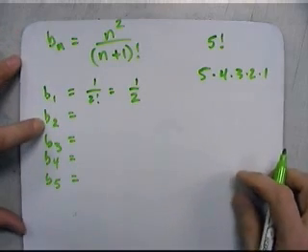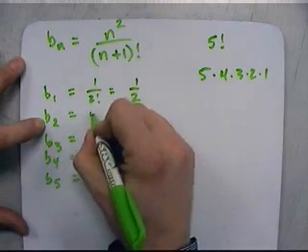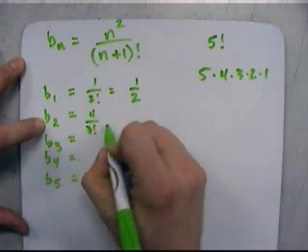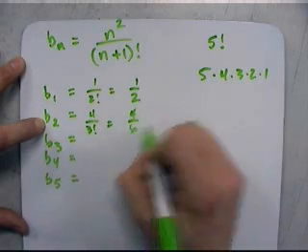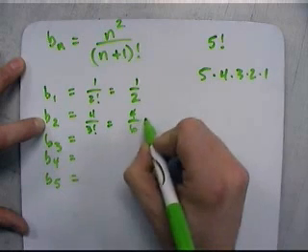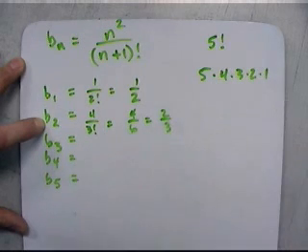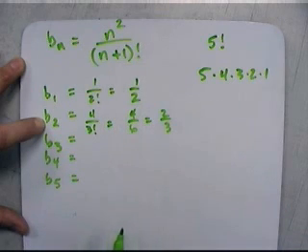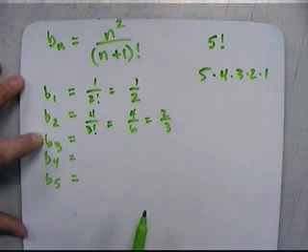Okay? Second term, plug in a 2. 2 squared is 4. So there's going to be a 4 over, plug in a 2 would be 3 factorial, which is 4 over 6, or 2 over 3. Now, when you're recognizing patterns, it might be good to leave it in the unreduced form. It might make the patterns more obvious.